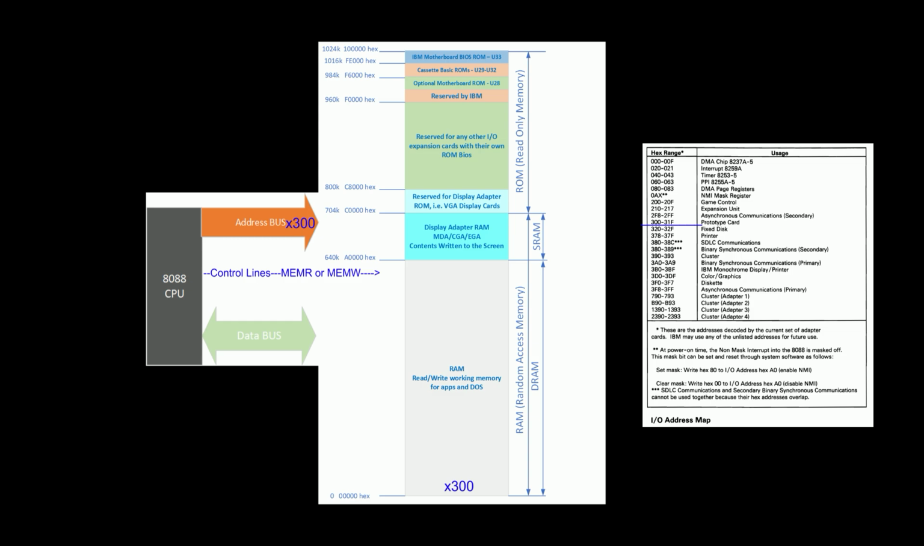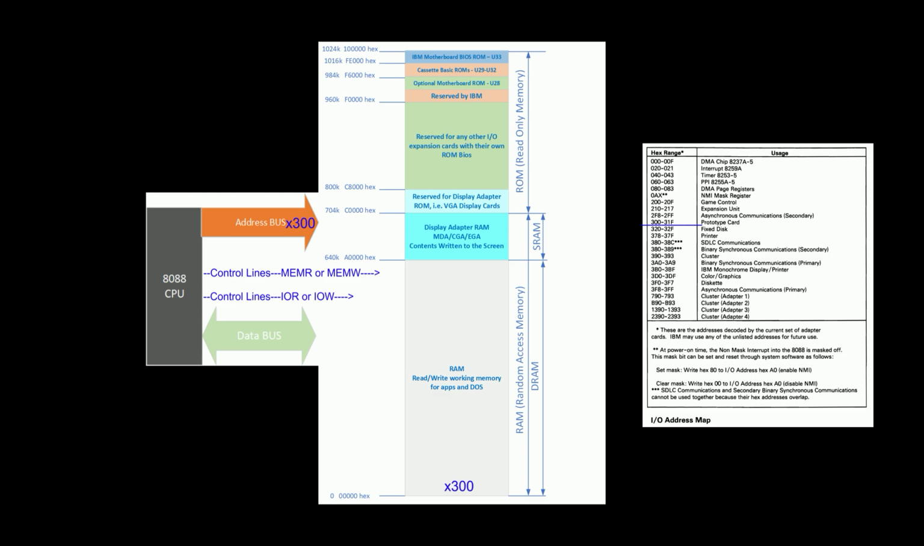How does the CPU know whether it wants to talk to the working memory location 300 or an I/O device at location 300? Well, this is where the 8088 CPU uses different control lines and different internal instructions for either memory or input-output device access. In order to access memory, it uses the control lines memory read or memory write, as mentioned before. When it wants to access an I/O device, it uses different control lines called I/O read and I/O write.